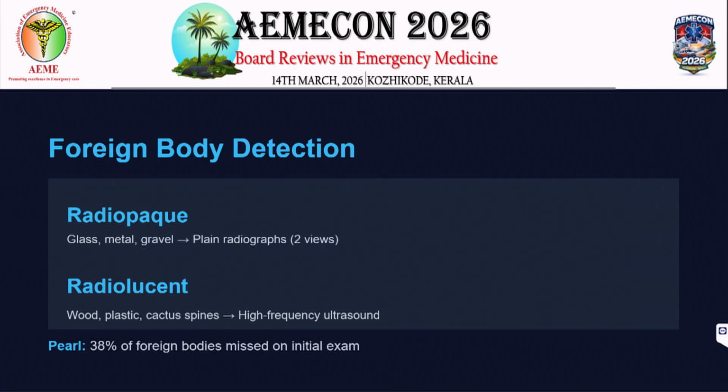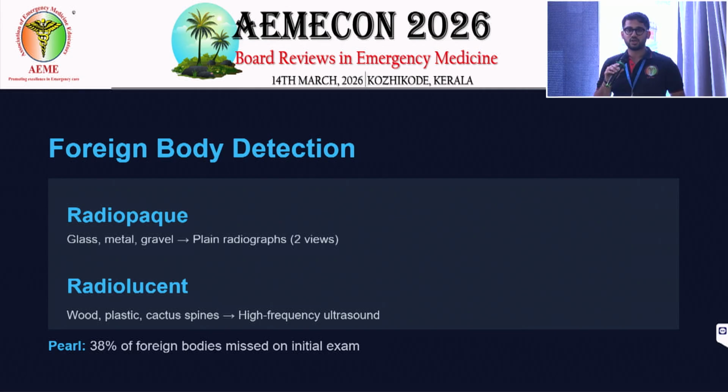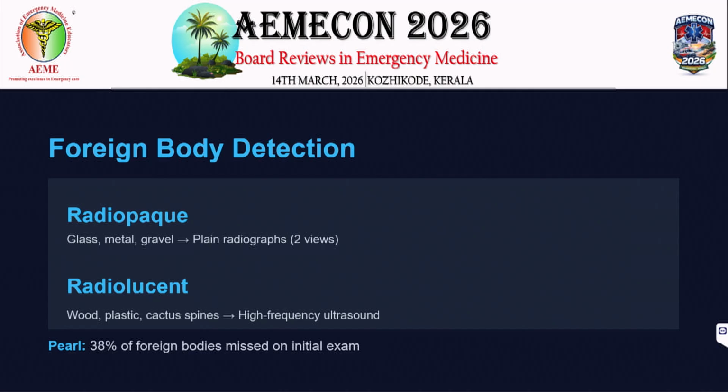So how can we detect a foreign body? If it is a radio-opaque foreign body, we can do plain radiographs, but we have to make sure that we take 2 views to understand the depth and the location of the wound. If a radiolucent body is there, now we have a very important bedside tool called POCUS, which we can use as a bedside ultrasound to find these radiolucent bodies.